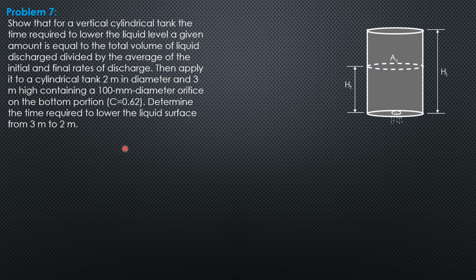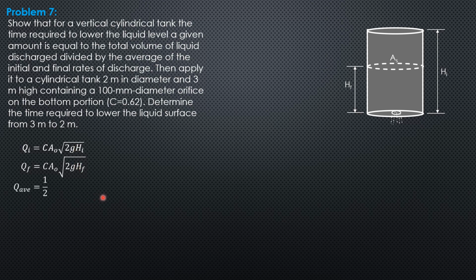So take note that in this problem, we can only apply this when the area S is constant. We cannot apply this for varying areas. So Q initial is C area O square root of 2G HI. Q final is C area O square root of 2G HF. So the average discharge is half of this sum.